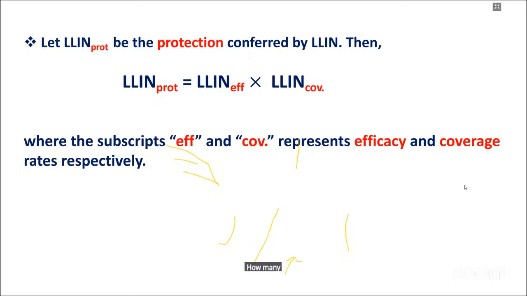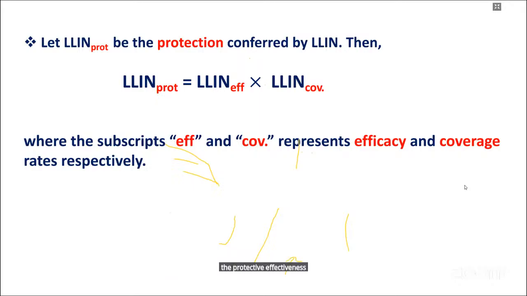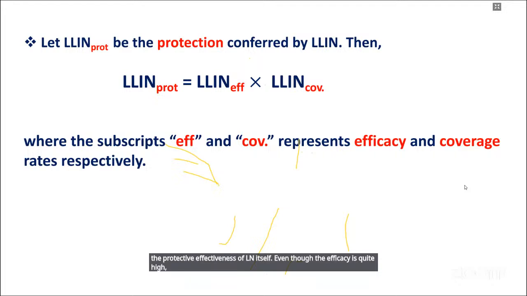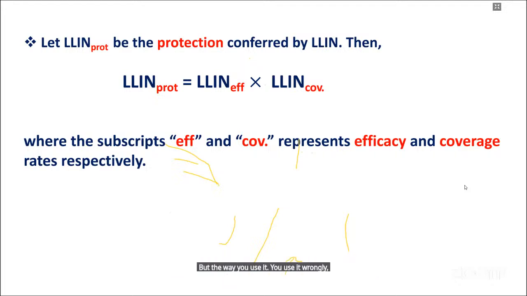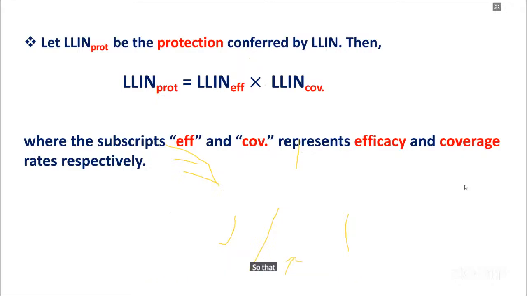How many persons get the LLIN? Now, even when they get it, how do they use it? Do they comply with it? Take notes. Suppose the efficacy of the LLIN is 98%, but then you get the net and you didn't use it correctly, or you didn't set it well. How is that going to affect the protective effectiveness it confers? It's going to reduce the protective effectiveness of the LLIN itself. Even though the efficacy is quite high, the way you use it wrongly, you are not complying or adhering to the way it should be used, or it is being used and there are holes, so it's going to affect the effectiveness. So that's how the effectiveness is calculated.